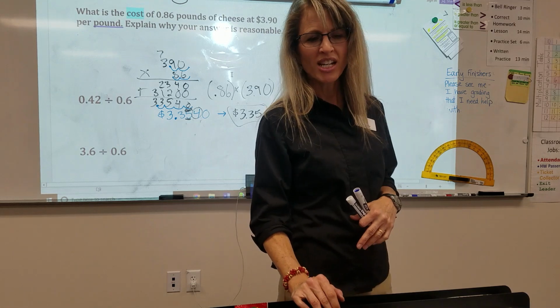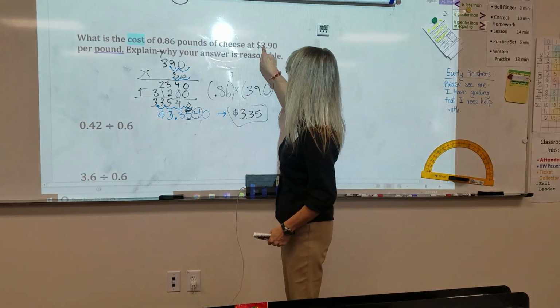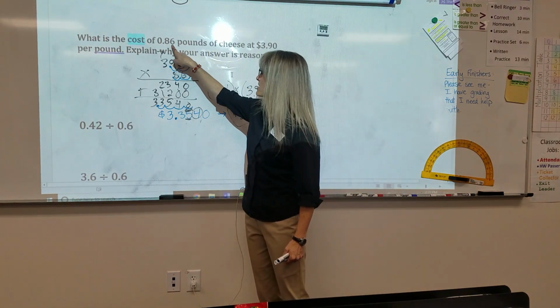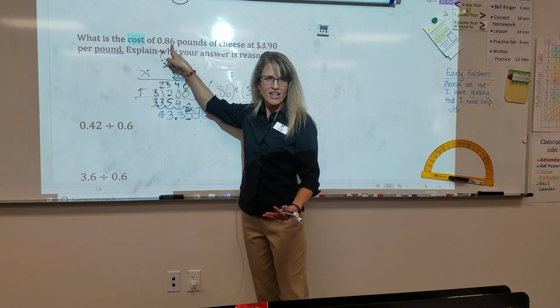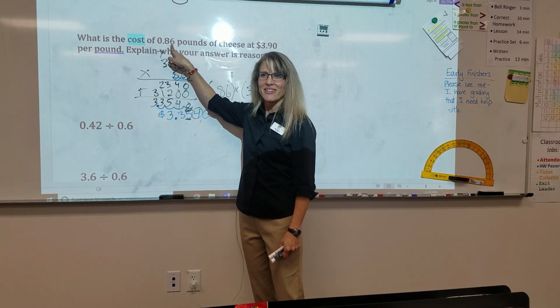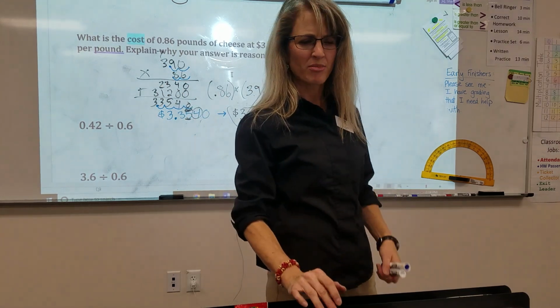All right, and we didn't explain why it was reasonable. Well, I could round it to $4 and round it to 1 pound, so it should be around $4. Right? If I had $40, I would know I did something wrong. Okay, make sure you do a little bit of estimating with your rounding.